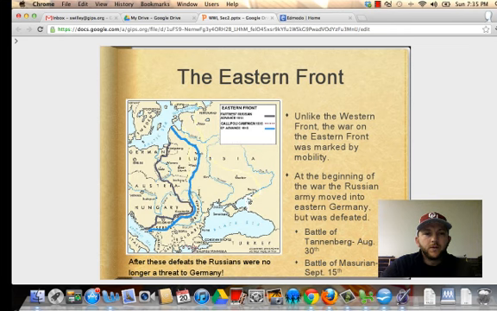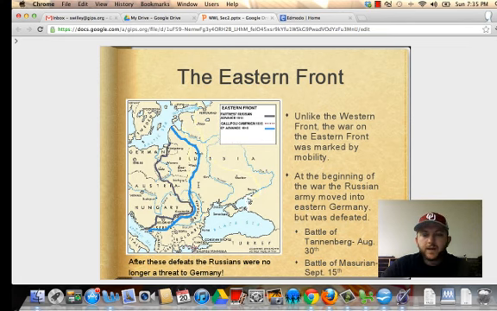So, you see, this is Germany here, and this is Russia. So right along this border, that is going to be the Eastern Front, and it's marked by mobility. Russia is going to be defeated because of these two battles. The Russians were no longer a threat.